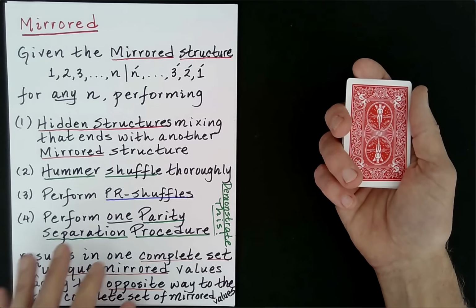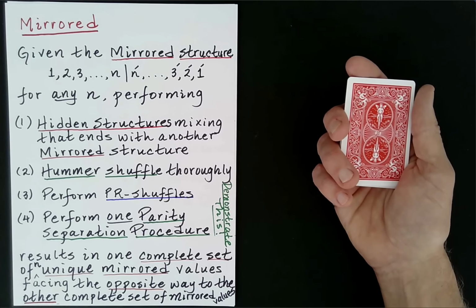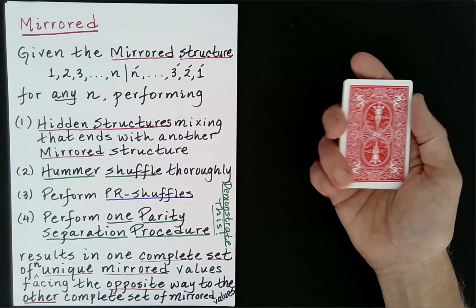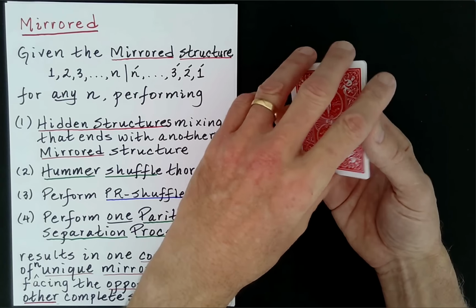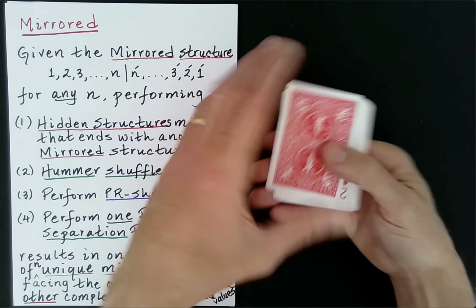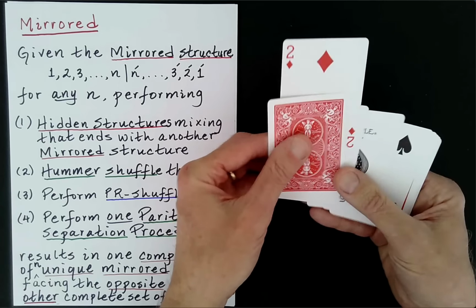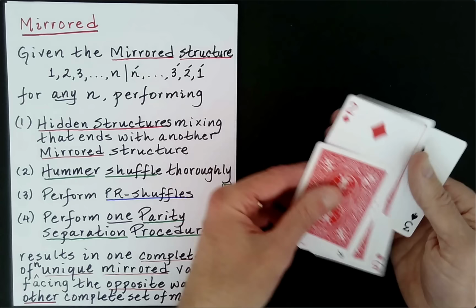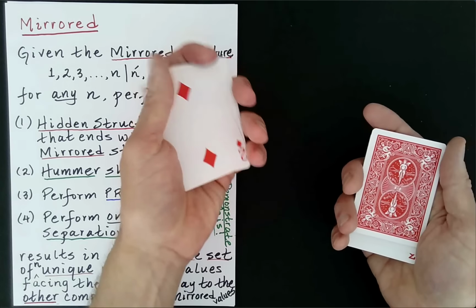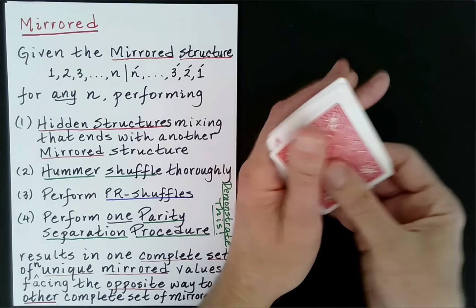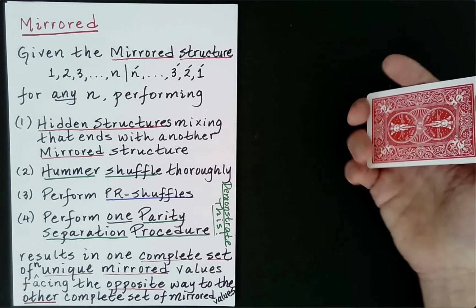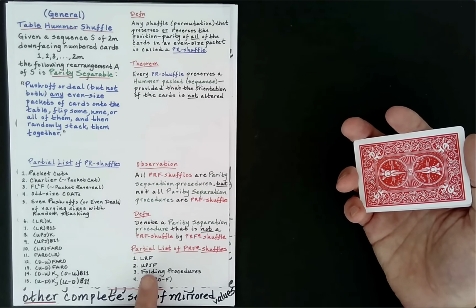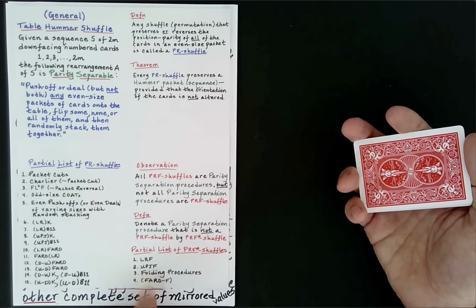Okay, so we've done that, and then we can do one parity separation procedure. And so why don't we do the up jog? But this time we won't follow it with any other, we don't need to. So if we randomly stack and flip, that on our list is actually one of our parity separation procedures. Right there, up jog, random flip.